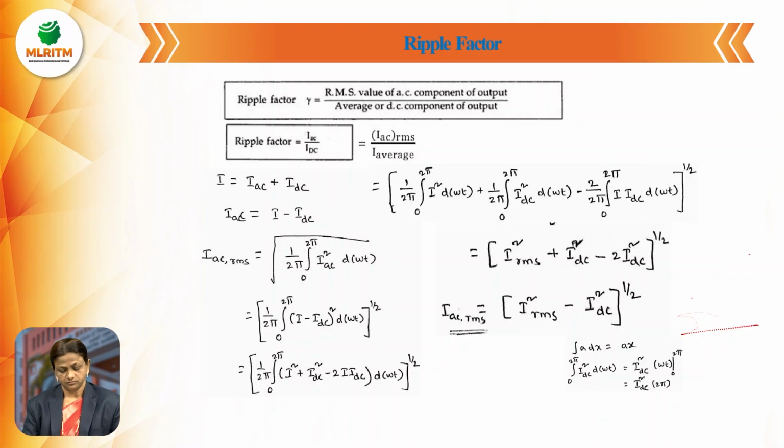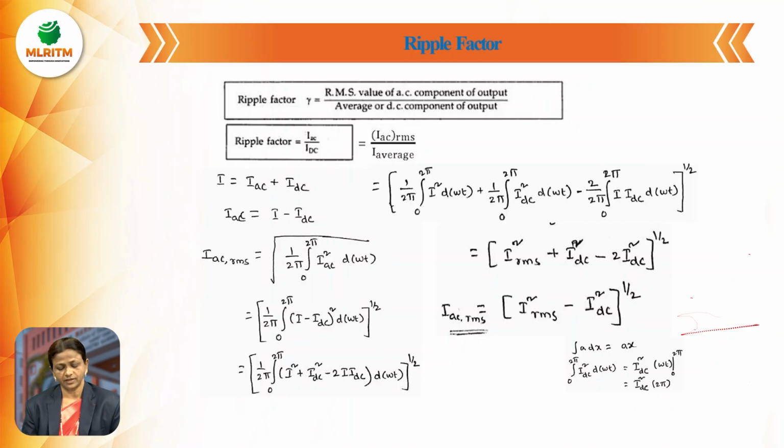How can you calculate the RMS value? IRMS equal to square root of 1 by 2 pi integral of 0 to 2 pi of (I minus IDC) whole square d omega t. Here square root is nothing but whole power 1 by 2. So 1 by 2 pi integral of 0 to 2 pi (I minus IDC) whole square. (A minus B) whole square equal to A square plus B square minus 2AB. You can apply this formula: I square plus IDC square minus 2 I IDC, d omega t, whole power 1 by 2.